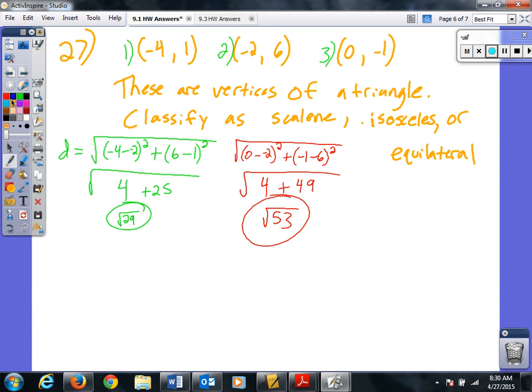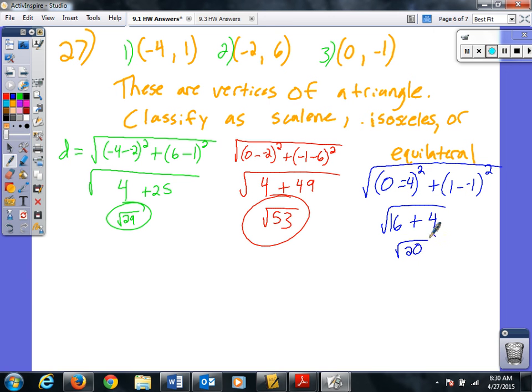All right, so let's look at the last set. So we've done 1 and 2, we've done 2 and 3, but we haven't done 1 and 3. So let's do 1 and 3. So the x values are 0 and -4. Square that, plus the y values are 1 and -1. Square that, take the square root. And 0 minus -4 is 4, squared is 16. 1 minus -1 is the same as 1 plus 1, that's 2, squared is 4. And so we get the square root of 20.